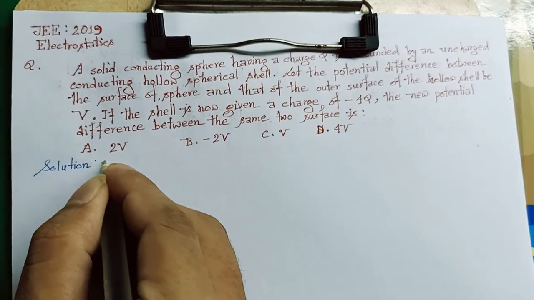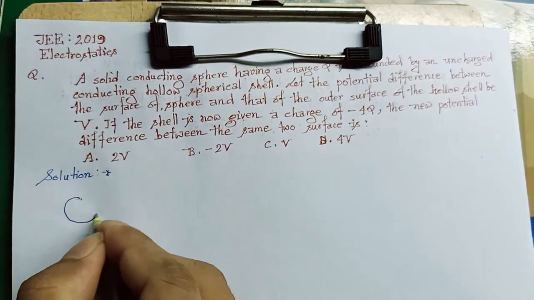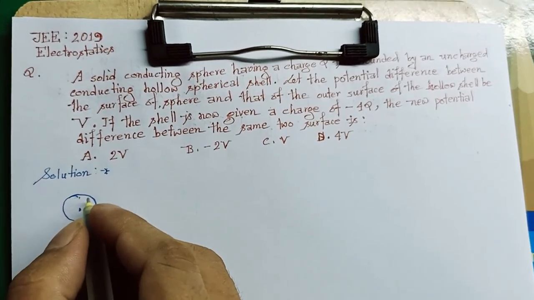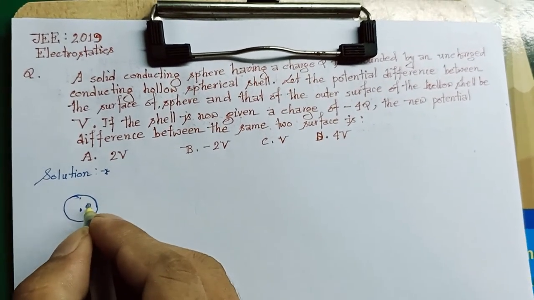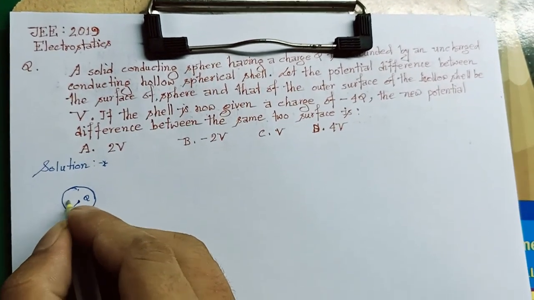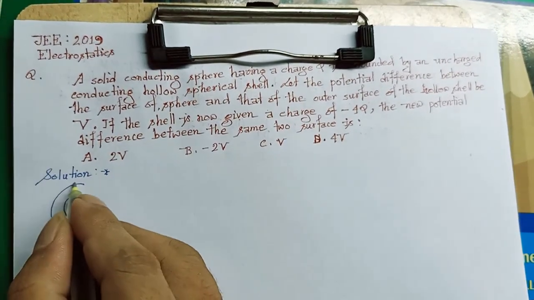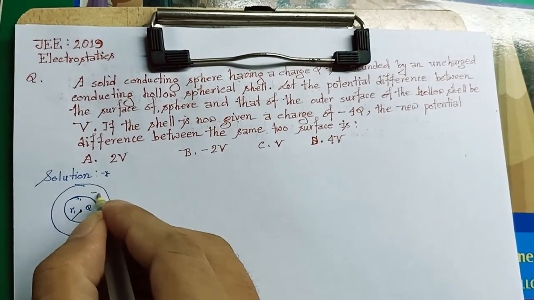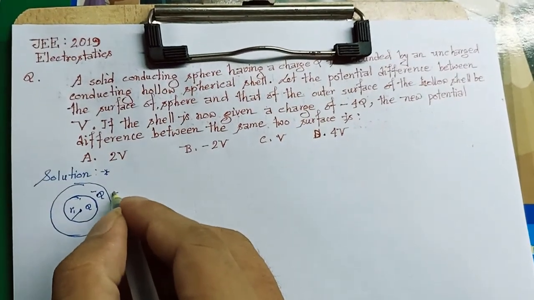For solving this question, let this be a sphere, and this is the center of the sphere, and it is given a charge Q and its radius is R1. Now there is a hollow sphere or a spherical shell which is charged with minus Q, and there is a charge plus Q.